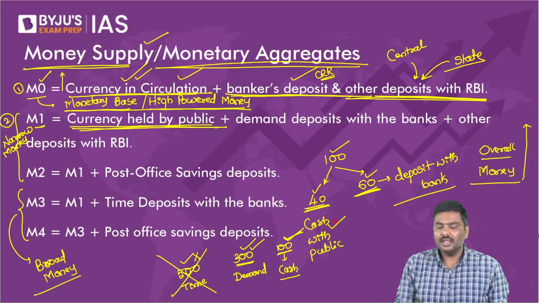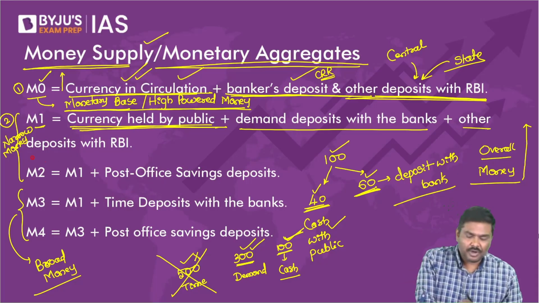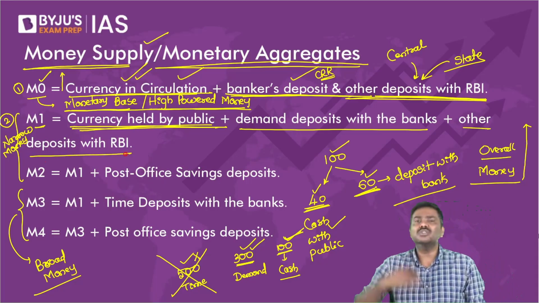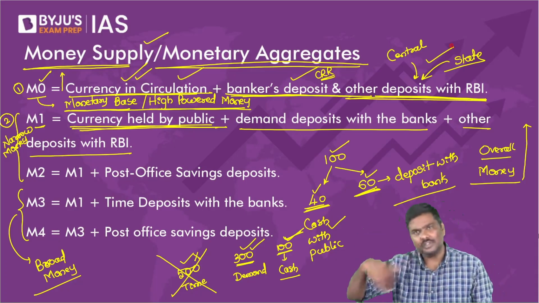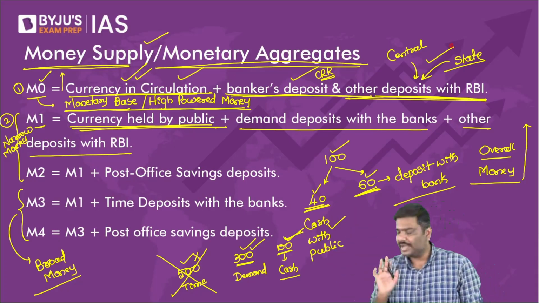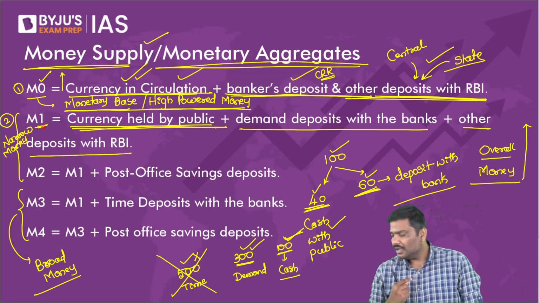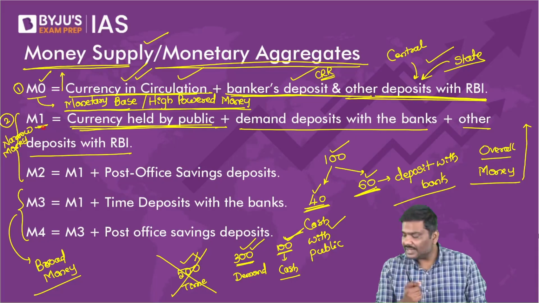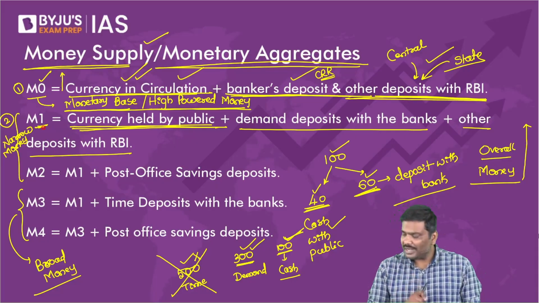That is currency held by the public. That is cash with the public. Demand deposits with the banking sector plus other deposits with the Reserve Bank of India. Because Government of India, state government, any point of time they want to withdraw, they can withdraw the money from RBI. That is the reason I said M1 is a narrow money. Anybody has a problem with this? M1 is a narrow money.